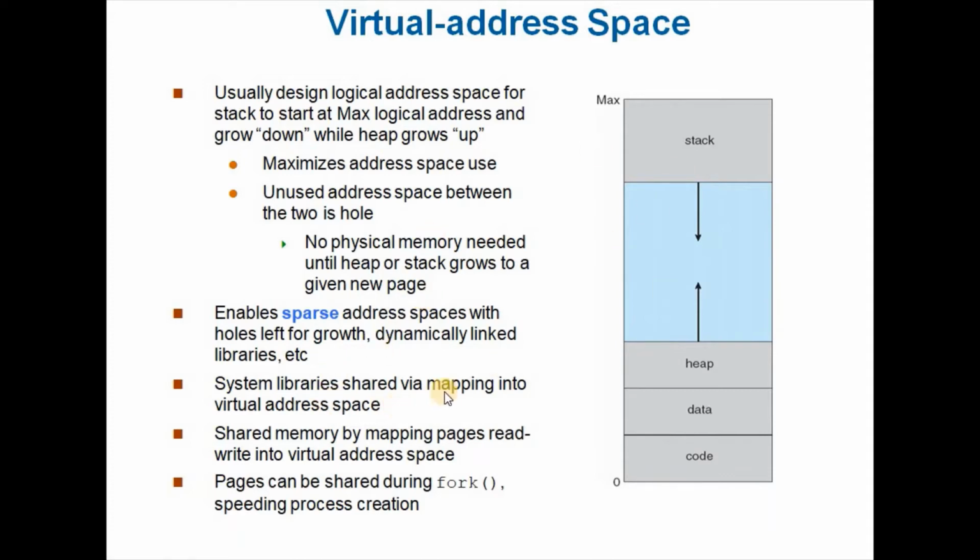System libraries are shared via mapping into the virtual address space. Shared memory is obtained by mapping pages read-write into the virtual address space. Pages can be shared during the fork system call, and that will speed up process creation.